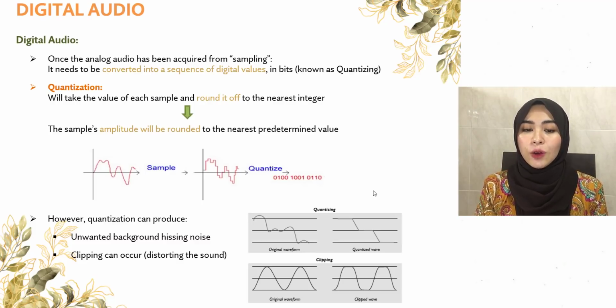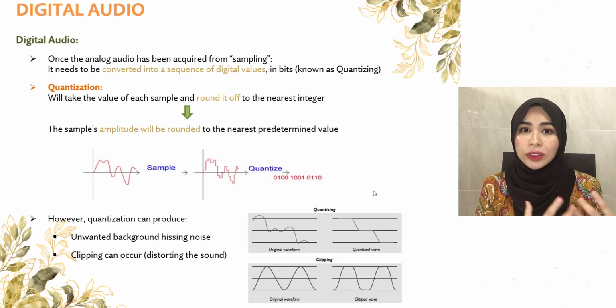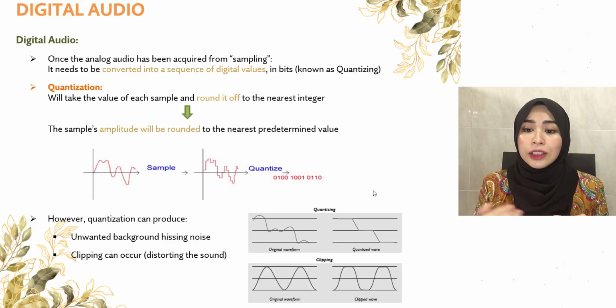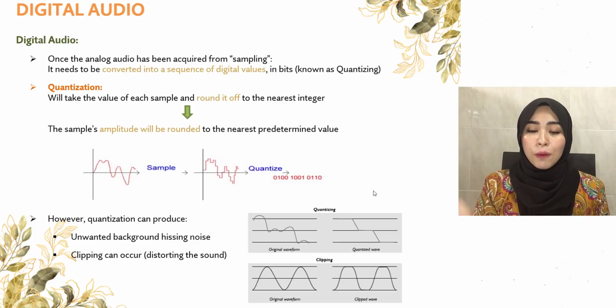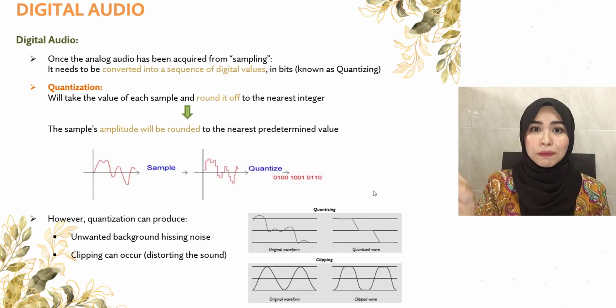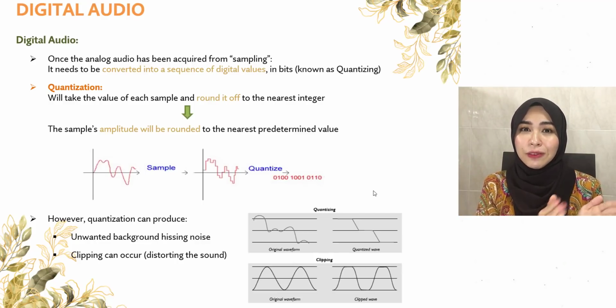So how it works is that quantization will take the value of each sample and round it off to the nearest integer. The sample's amplitude will be rounded to the nearest predetermined value. As we all know, bits or digital data will be in terms of zeros or ones. So the values that we have in our sampled sound will be rounded off to the nearest predetermined value, either 0 or 1. That's why the sound, instead of looking like that, will either be 0 or 1, which is a digital form.